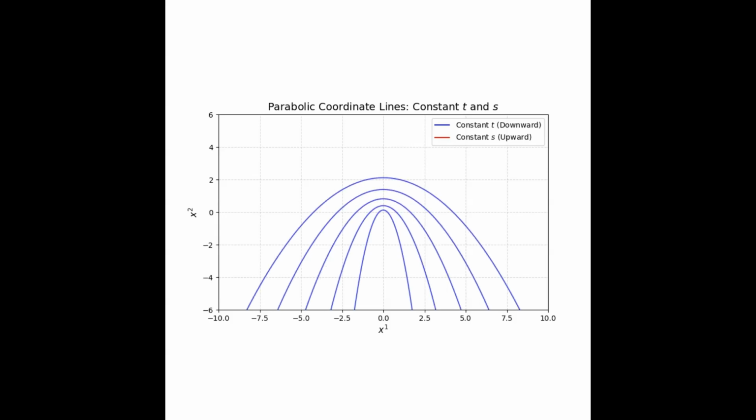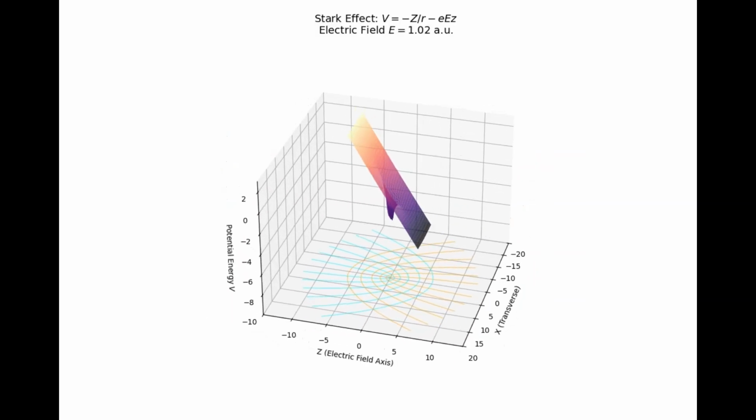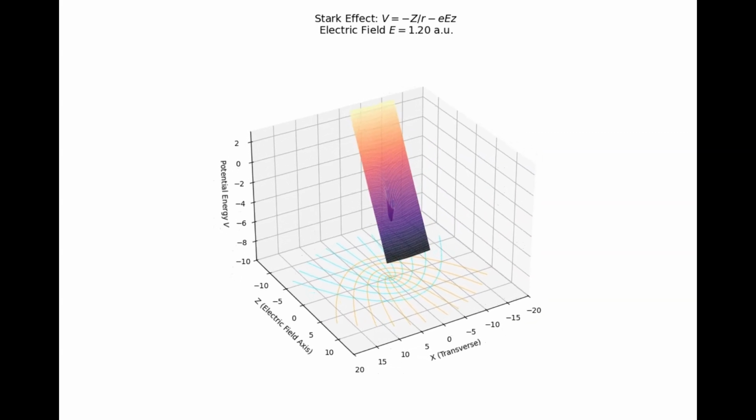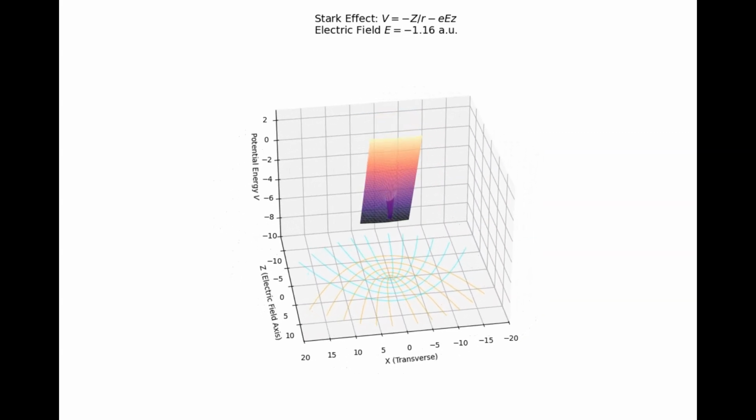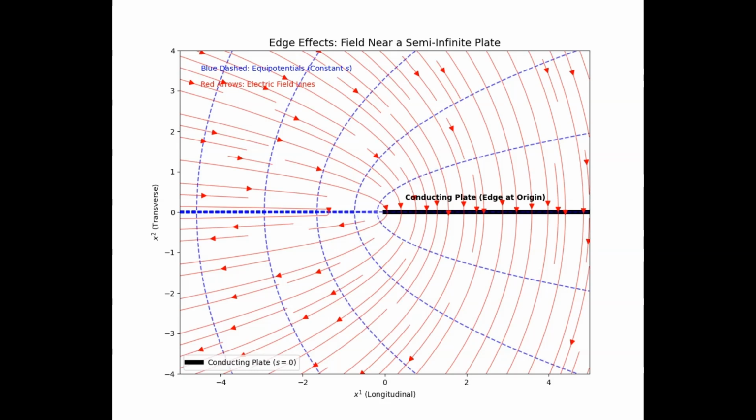Quantum landscapes. The Stark effect. One of the most famous uses of these coordinates is in the world of subatomic particles. When a hydrogen atom is placed in a uniform electric field, the standard spherical symmetry of the atom is broken. The electric field tilts the energy landscape, pulling the electron in a specific direction. In a standard grid, the math for this would be a nightmare.